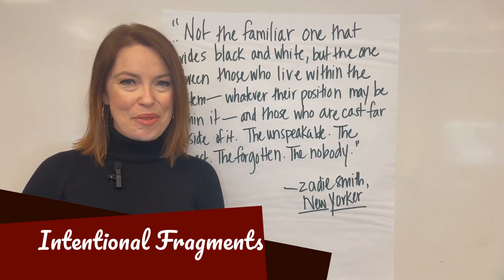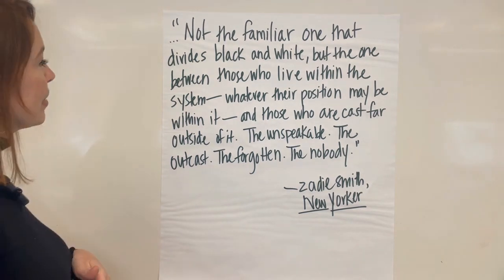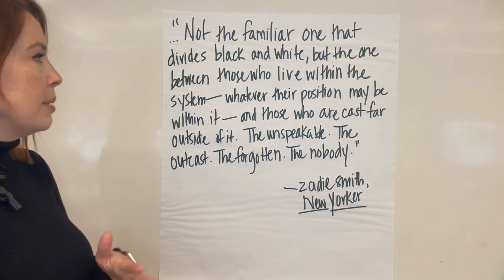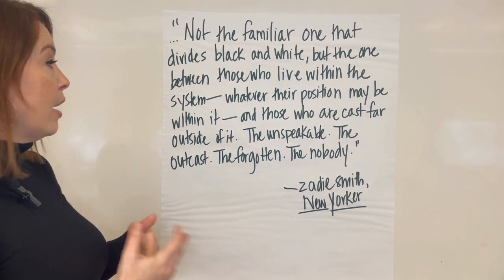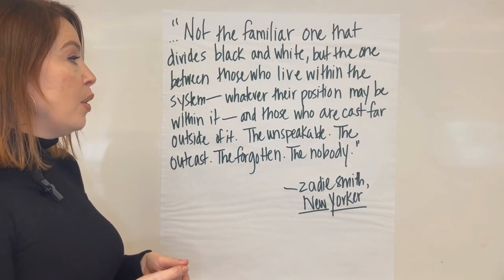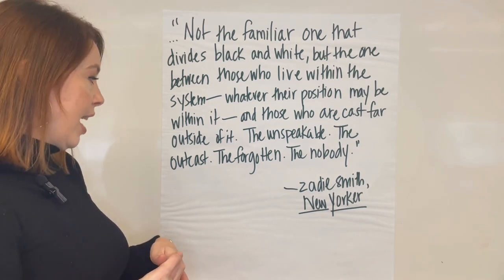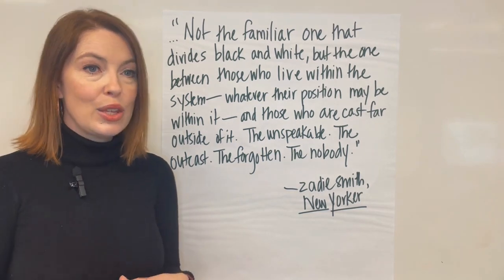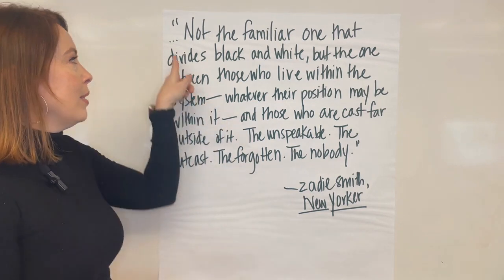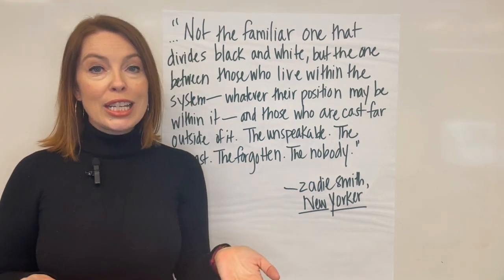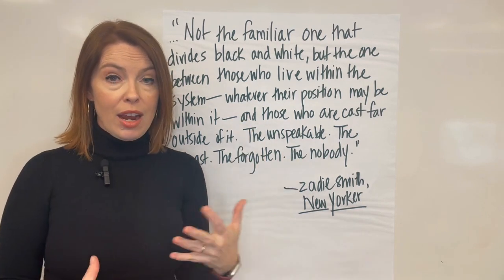Let's look at an example from Zadie Smith writing about Toni Morrison for The New Yorker. "...Not the familiar one that divides black and white, but the one between those who live within the system, whatever their position may be within it, and those who are cast far outside of it, the unspeakable, the outcast, the forgotten, the nobody." So in this passage, you see with these ellipses here at the beginning, we're starting in the middle. We're actually starting toward the end of a much bigger paragraph.